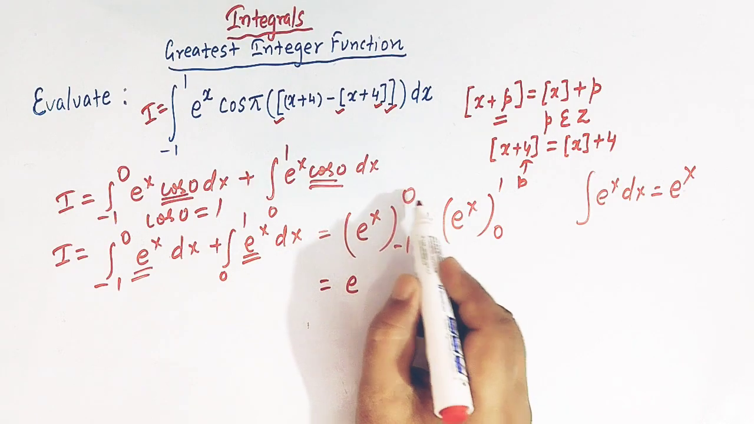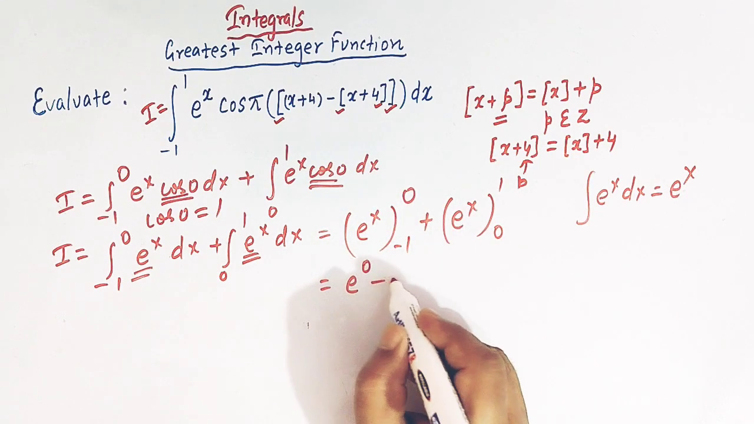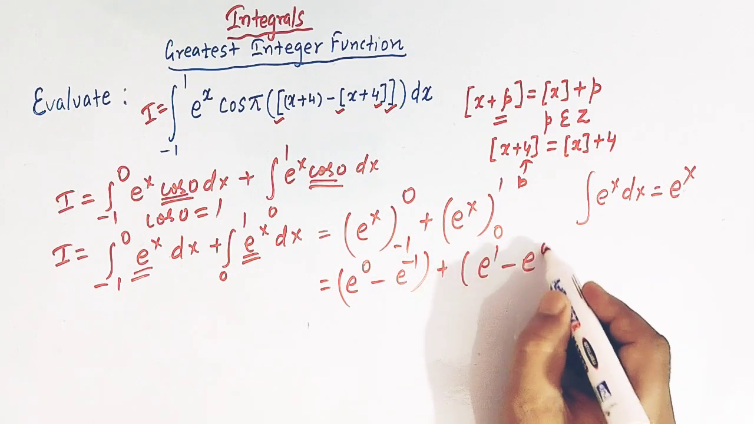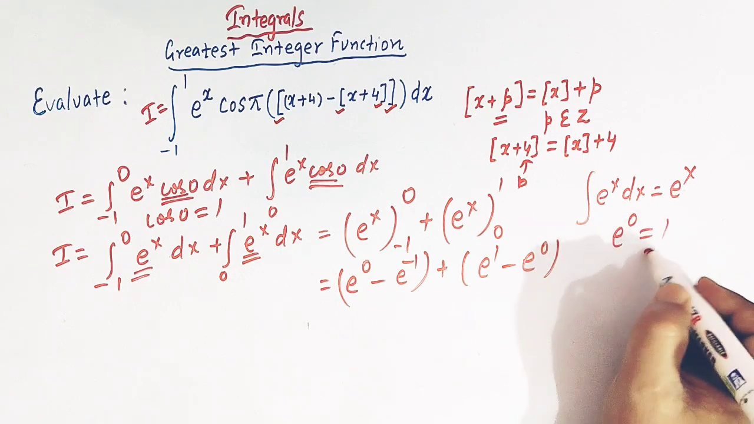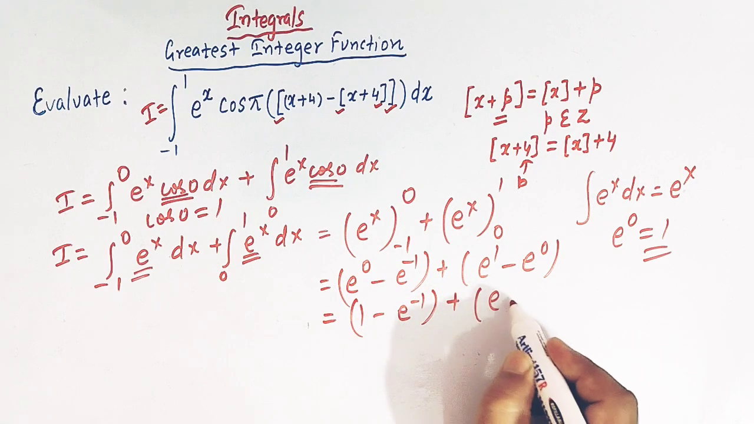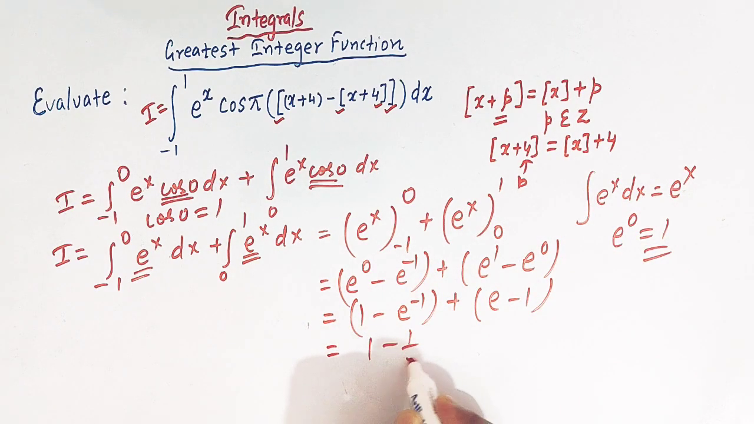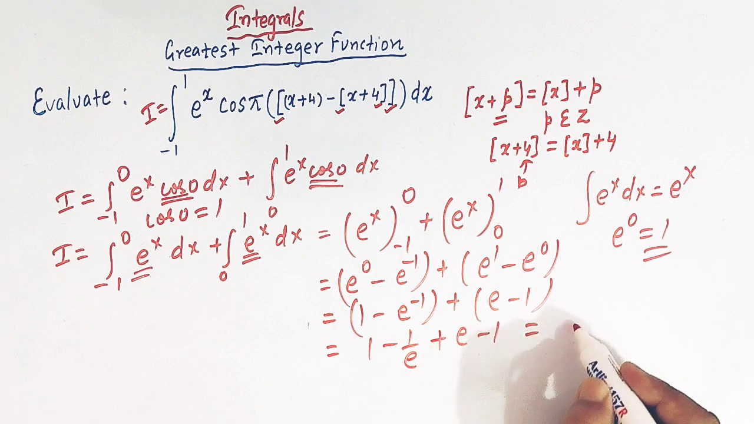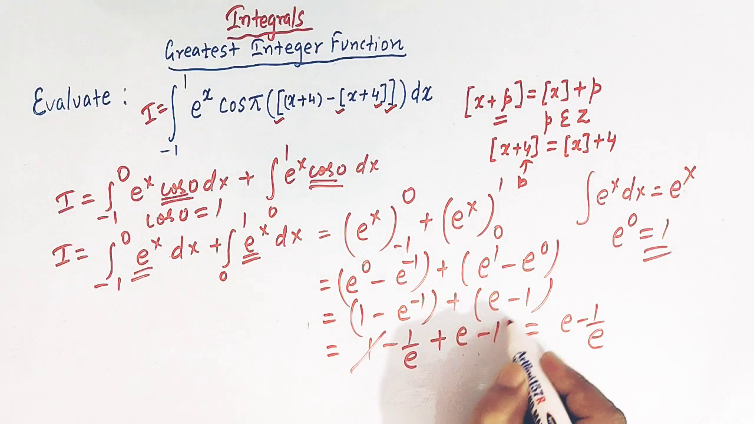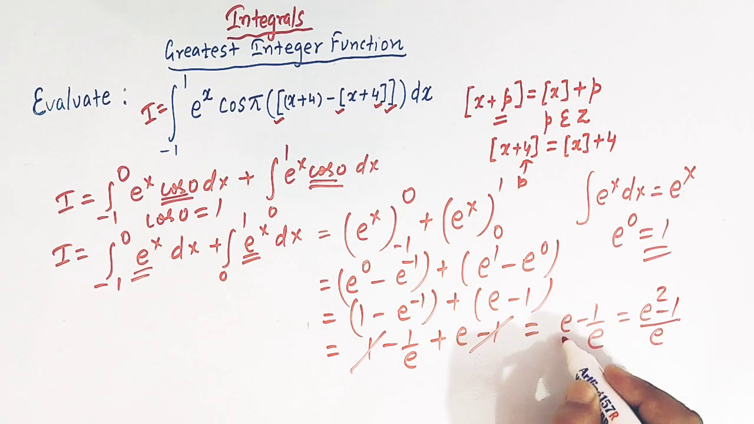So we'll substitute the limits and we'll take the difference in both the terms. So we have e raised to 0 minus e raised to -1, and here we have e raised to 1 minus e raised to 0, and we know that e raised to 0 is 1, so we have 1 minus e raised to -1 plus e minus 1, right? So e is the exponential number, so we have 1 minus 1 over e plus e minus 1, so this is e minus 1 over e, right? So 1 and -1 get cancelled, right? So we have simply e square minus 1 over e, right?